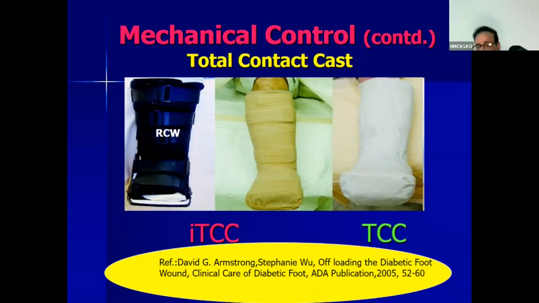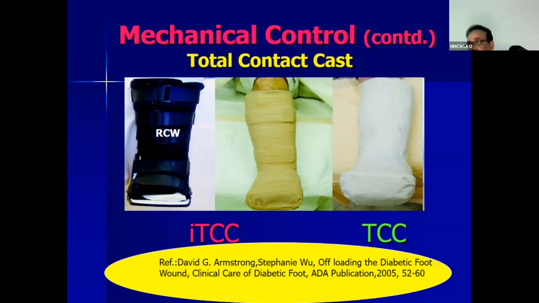Now I come to the total contact cast, which Dr. Curry has very nicely mentioned. The only thing you should remember is that the TCC, total contact cast, is applied just like we apply plaster around foot or ankle fractures. But the problem here is that you cannot see the ulcer, you cannot follow whether it is increasing or decreasing, and if there is a discharge from the ulcer, it is going to cause maceration and further problems can occur.